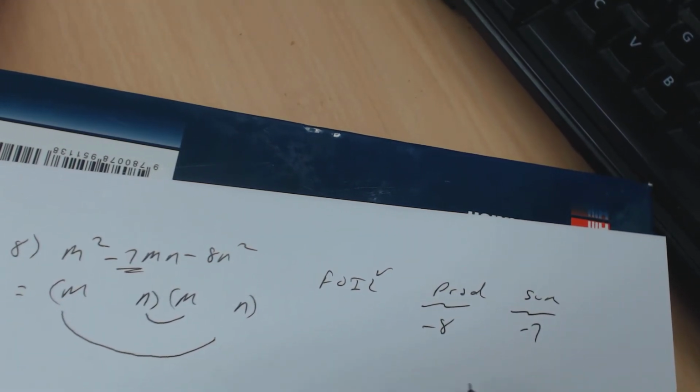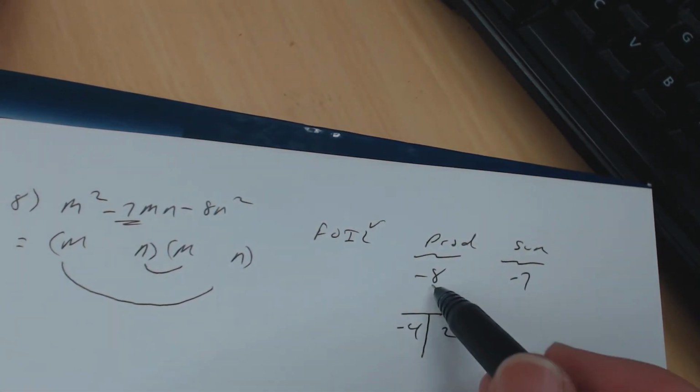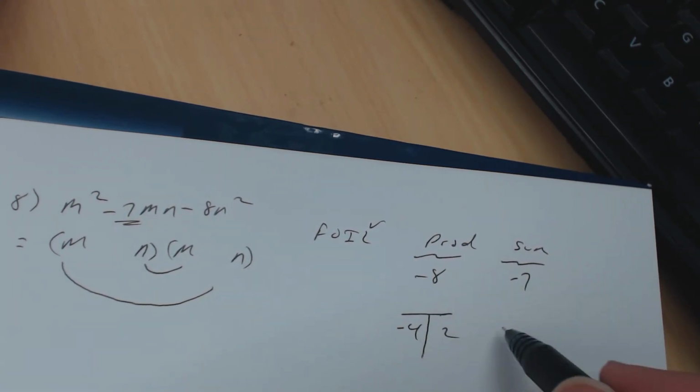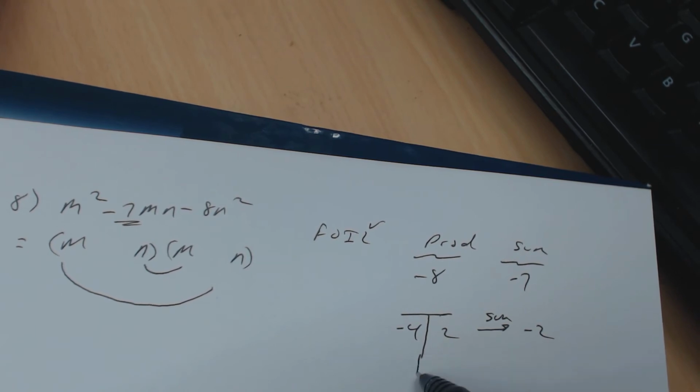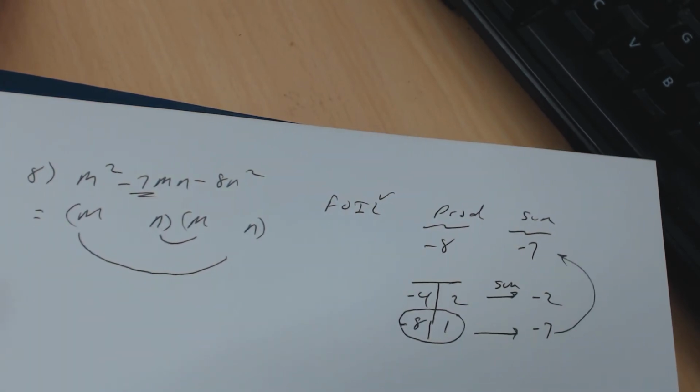All right, so let's think about this. I need two numbers whose product is negative 8 and whose sum is negative 7. Well, you wouldn't try negative 4 times 2. Think about it: negative 4 times 2 is a negative 8, that product works, but the sum is going to be a negative 2. So what really works is negative 8 times 1, because negative 8 times 1 is a negative 8, and when you add them up, you do get a negative 7, which is what you wanted. So these are the two numbers you're going to use.